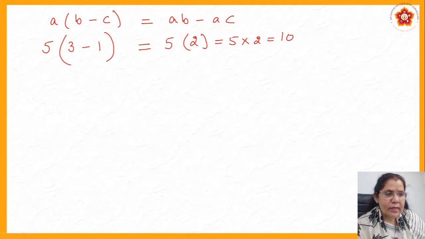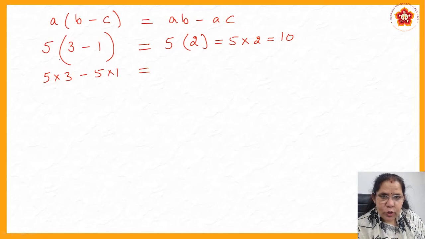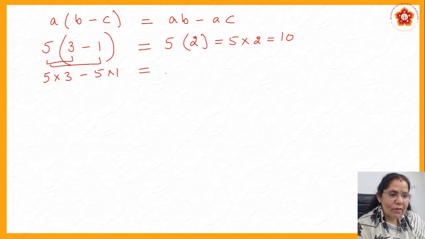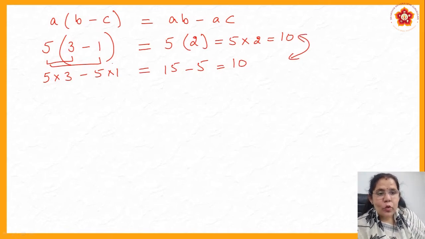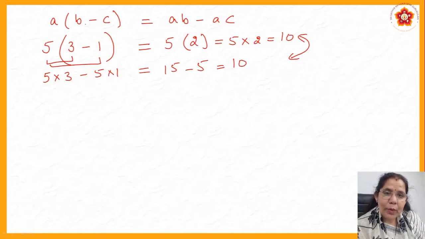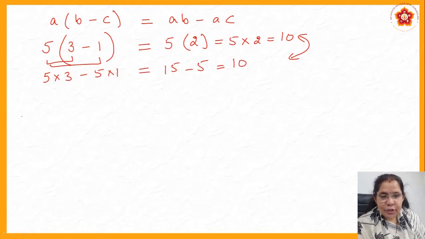Now let us try to solve it this way. 5 into 3 minus 5 into 1. 5 into 3, I have opened the bracket, and 5 into 1. 5 into 3 is 15 minus 5, and 15 minus 5 is also 10. So here you see both are same. So A into B minus C is equal to AB minus AC. This is distributive property over subtraction.